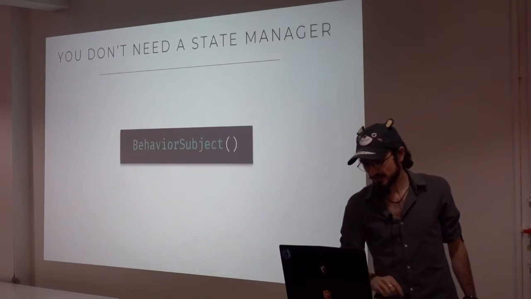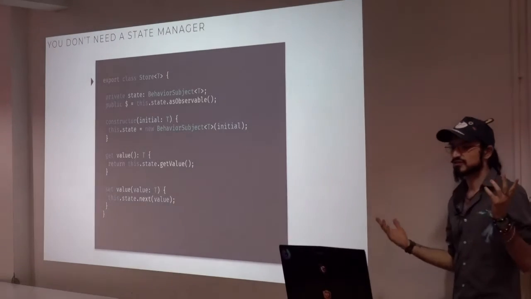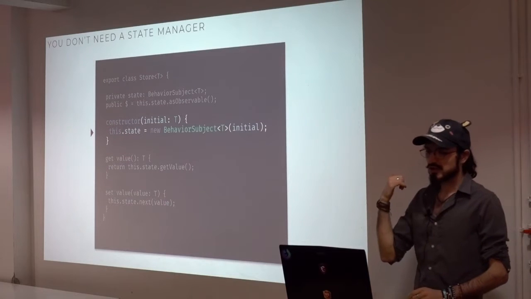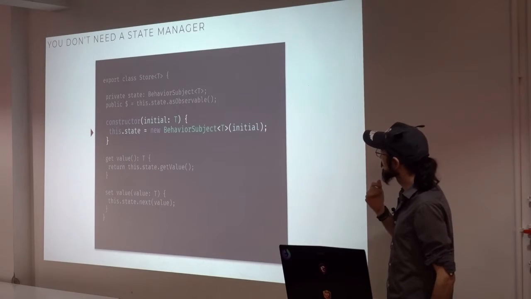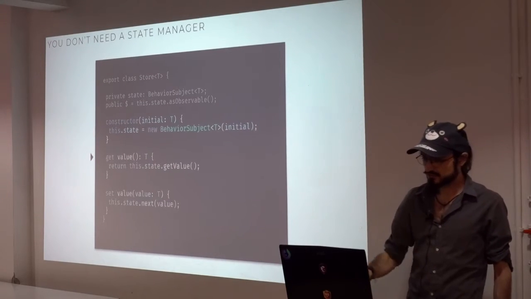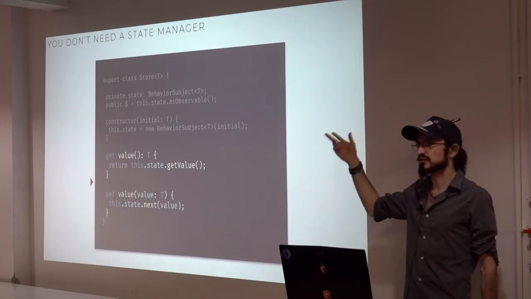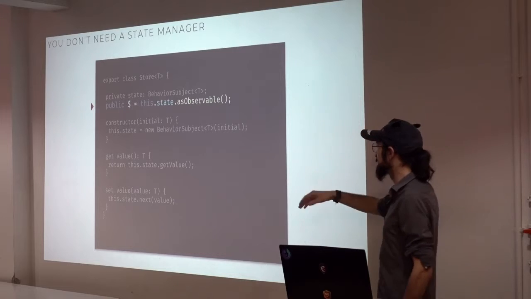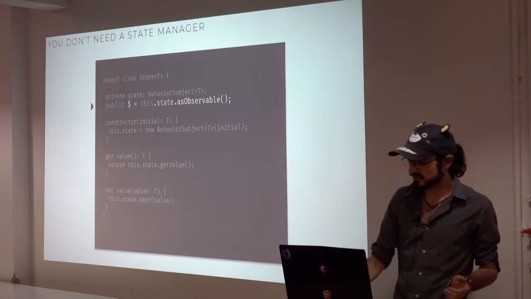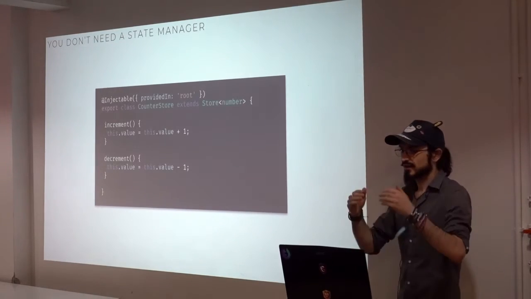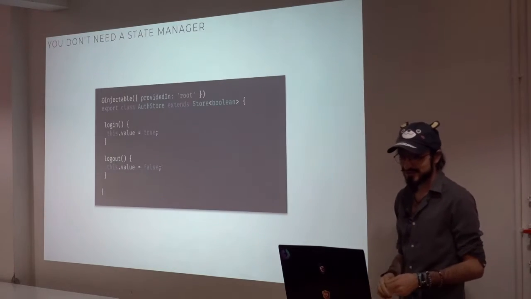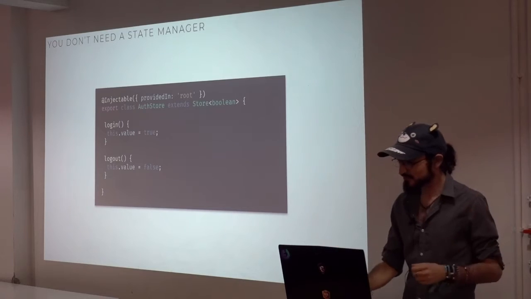Everybody knows it. Actually, it's very easy to build a store with it: create a class, wrap it with behavior subject, initialize the value, then a getter and setter help you to change the value, and you have an observable to get the stream. Okay, easy. We can create a counter. Wow, amazing. Or maybe a very simple one.